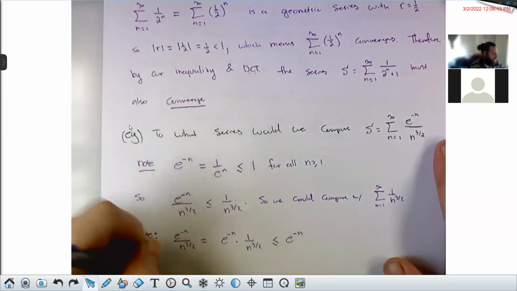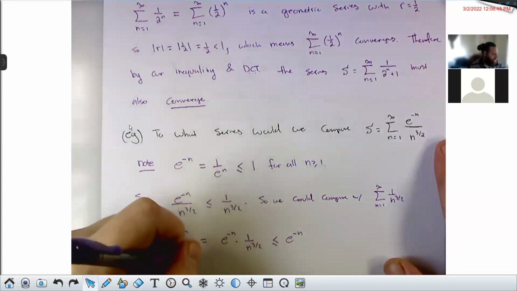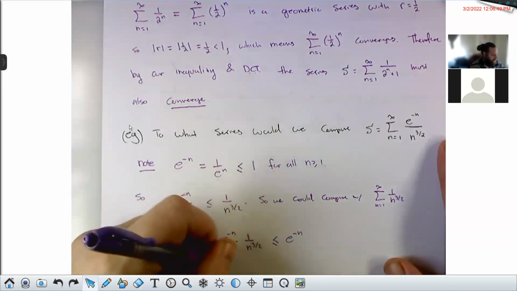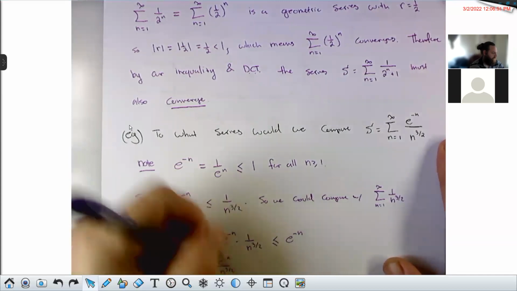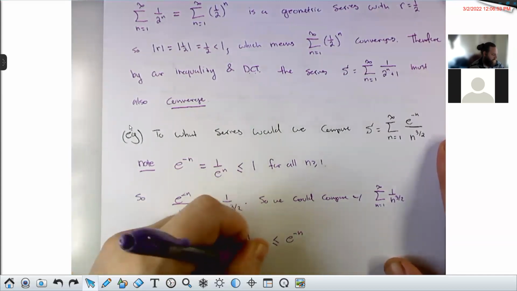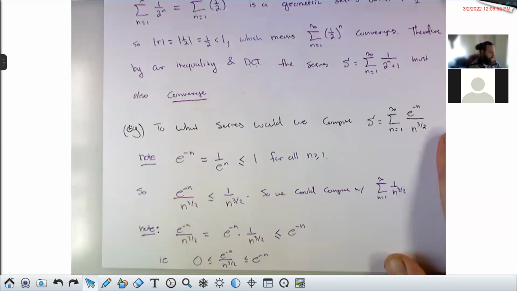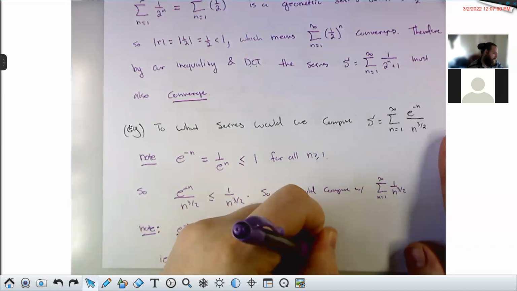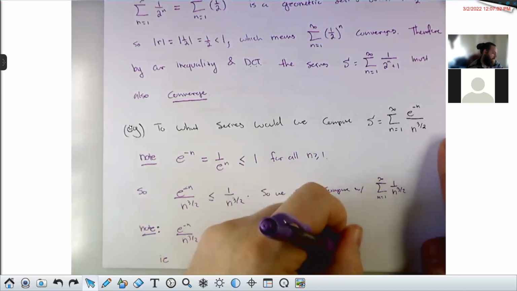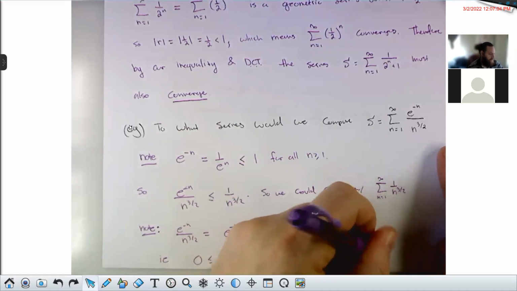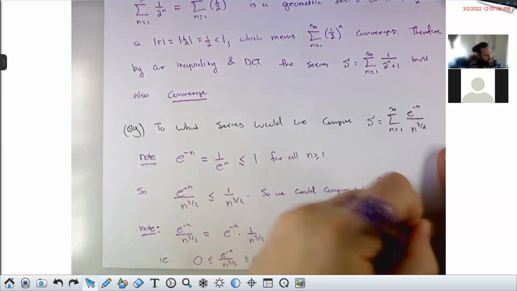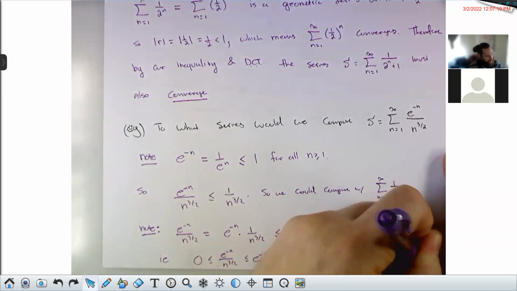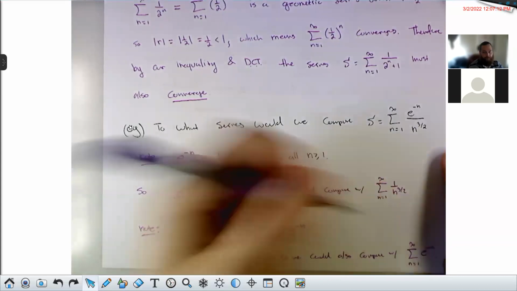That is, we get the inequality 0 is less than or equal to e to the negative n over n to the 3/2 is less than or equal to e to the negative n. So we could also compare with the geometric series, sigma e to the negative n, sum from 1 to infinity.